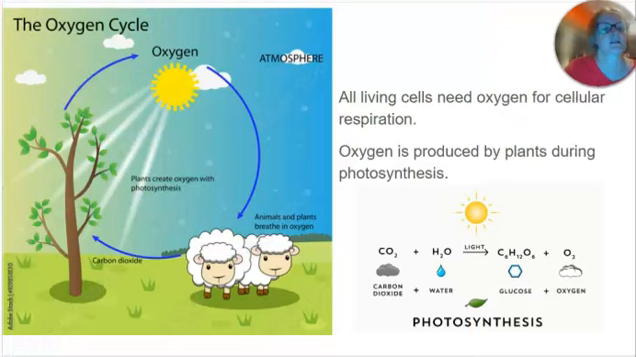So our last cycle that we need to consider is the oxygen cycle. This is very simple. All living things need oxygen to respire, so to release energy from food. So every living cell is using oxygen, and the only thing that can make oxygen is the plant when it's doing photosynthesis. So we've got a very simple cycle of oxygen leaving the atmosphere when it's breathed in by animals or other living things, and then re-entering the atmosphere when a plant makes it whilst it's photosynthesizing.